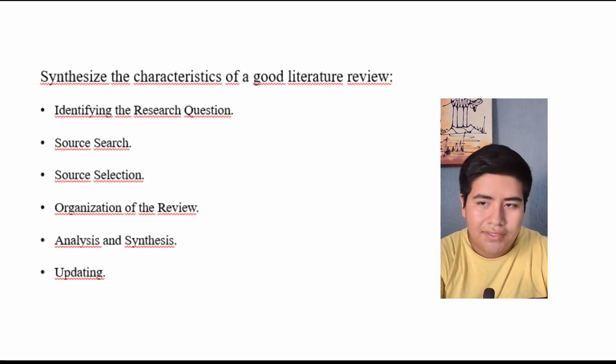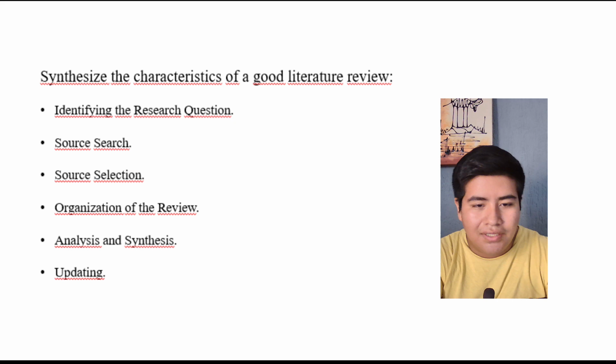Okay, in this part, I write that it is necessary to identify the research question because we need to make sure that we have a clear topic to investigate, and this question will guide our research and help us determine what literature is relevant for our topic.